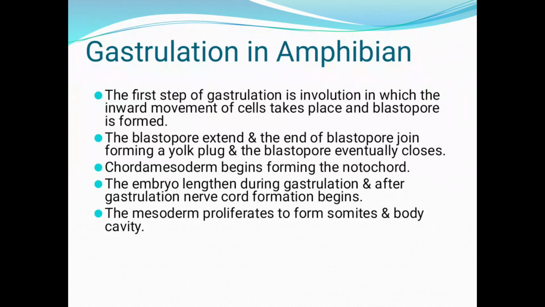Then gastrulation in amphibians. The first type of gastrulation is involution, in which inward movement of cells takes place. The blastopore extends and the ends of the blastopore join, forming a yolk plug, and the blastopore eventually closes. The chordamesoderm begins to form the notochord. The embryo lengthens during gastrulation, and after gastrulation nerve cord formation begins. The mesoderm proliferates to form somites and body cavity.